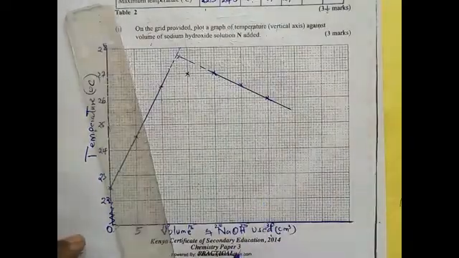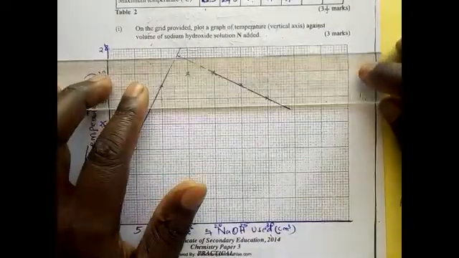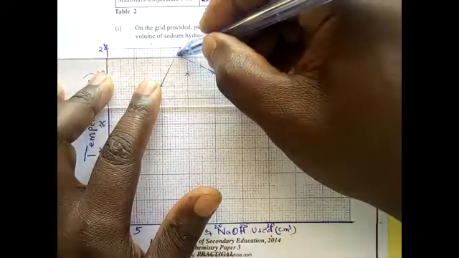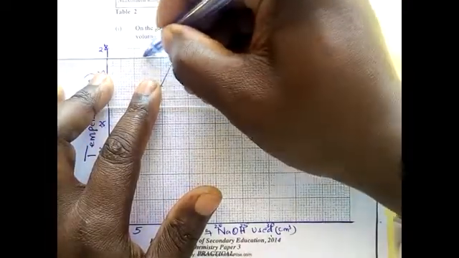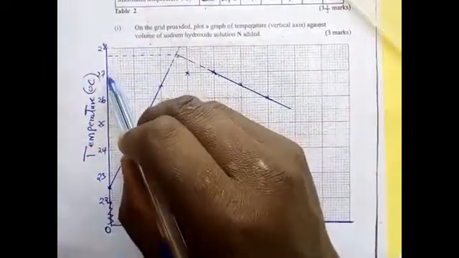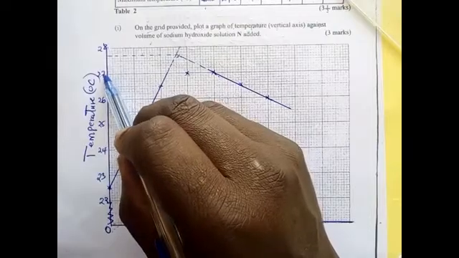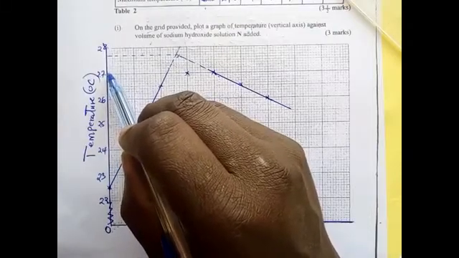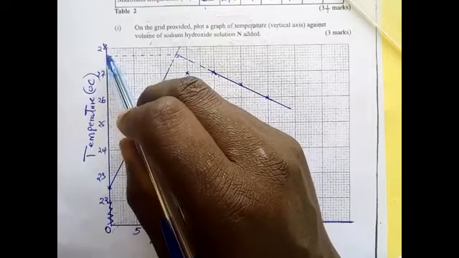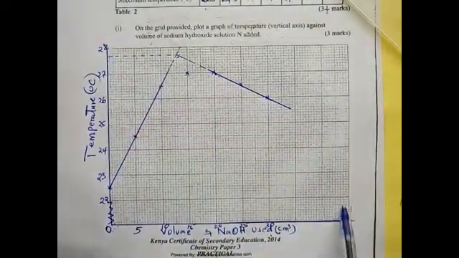So since we need the maximum temperature, we go to the temperature axis. We use this dotted line, so it means our maximum is 27.1, 0.2, 0.3, 0.4, 0.5, 0.6, 0.7, 27.7. That's our maximum temperature.